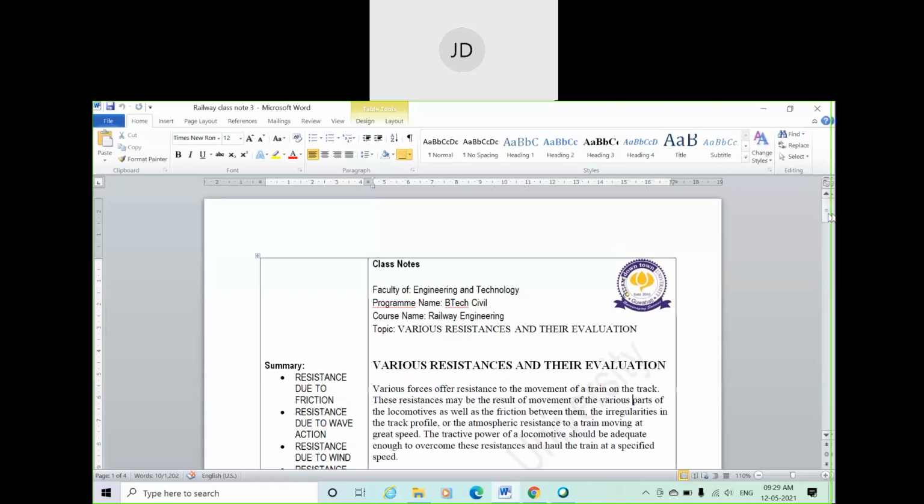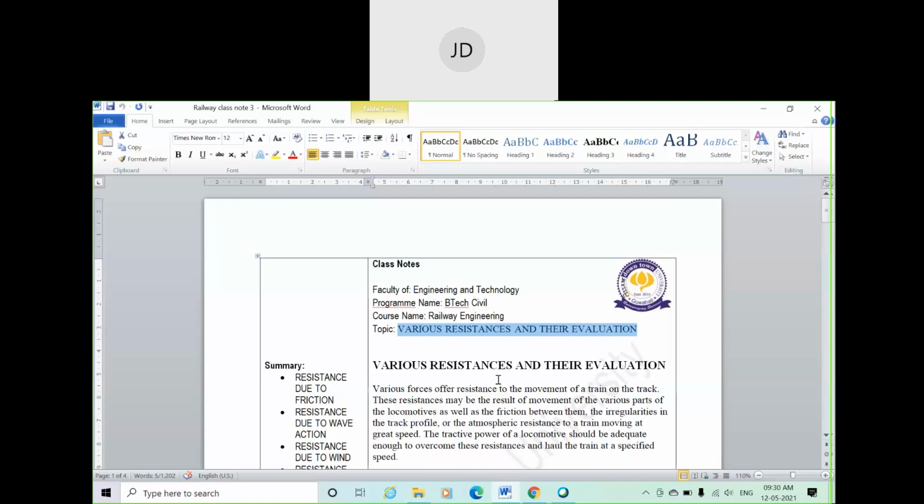Okay, here you can see we're going to discuss various resistances and their evaluation. It's not that important, but we need to know the basics of these resistances. What are the resistance forces acting against the movement of the train? Various forces offer resistance to the movement of a train on track. This resistance may be the result of the movement of various parts of the locomotive as well as the friction between them.